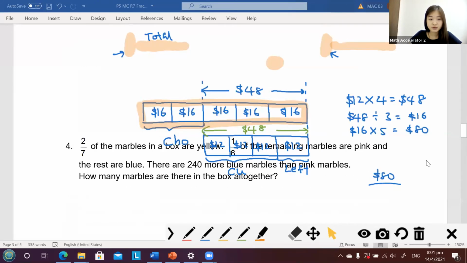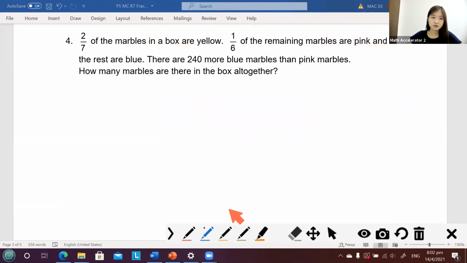Okay, let's do question 4. Let's read the question. 2/7 of the marbles in a box are yellow. This is of the marbles, which means of the total. And 1/6 of the remaining are pink. So this belongs to the remaining. And the rest are blue. There are 240 more blue marbles than pink marbles. How many marbles are there in the box altogether?